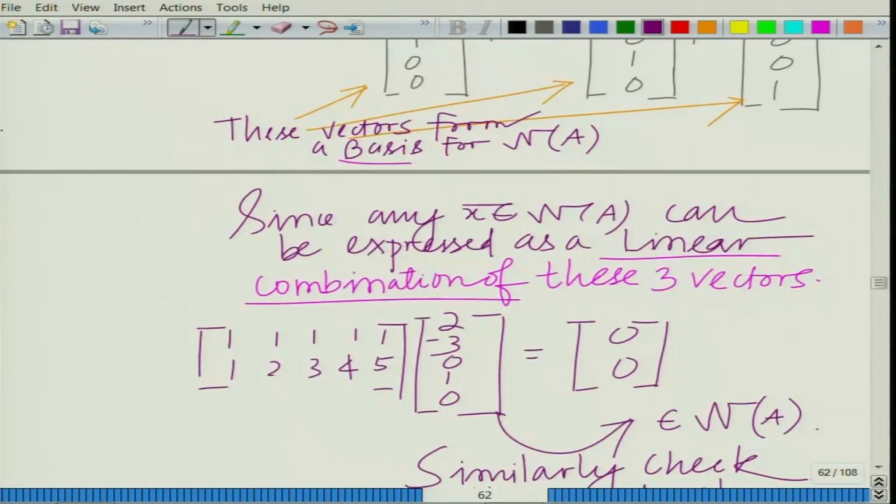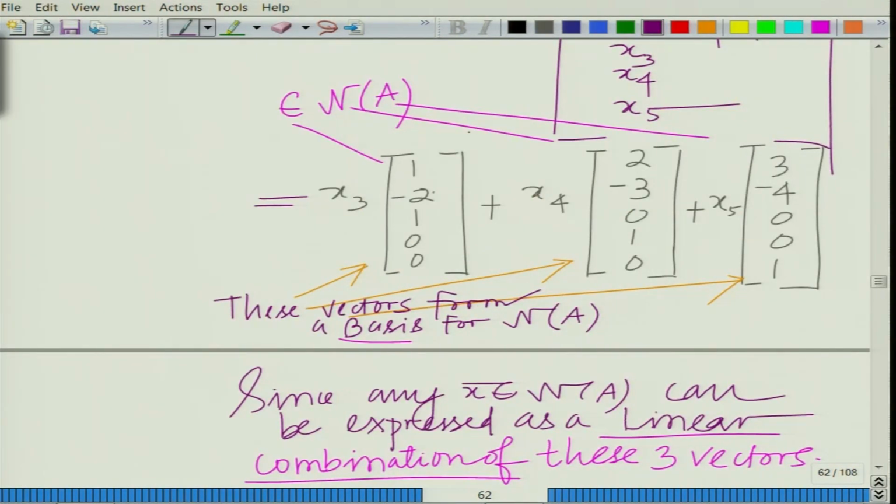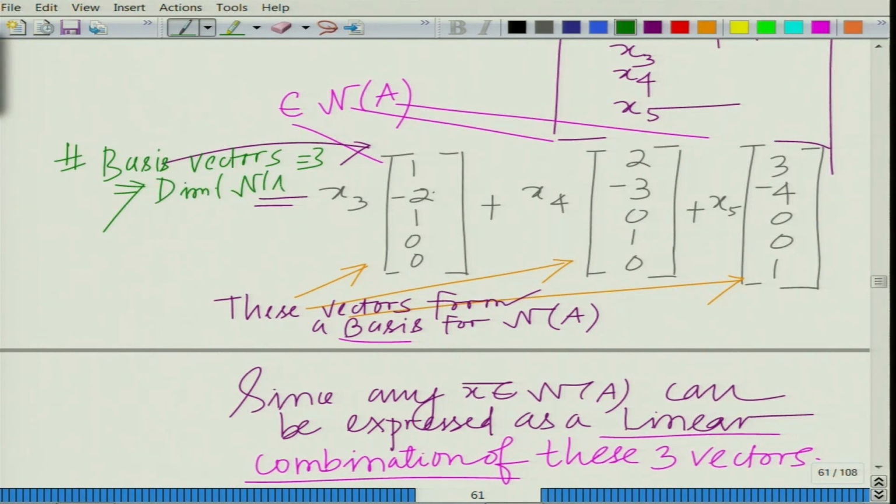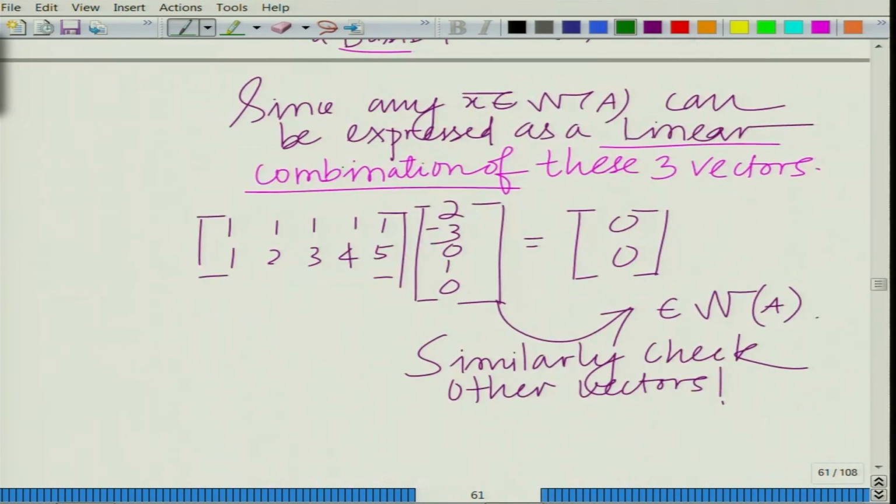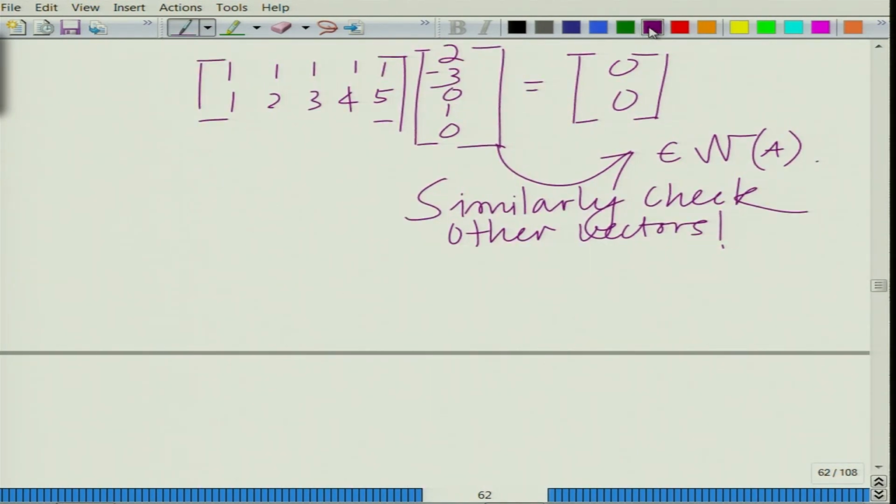Similarly, what you see very interestingly is that the dimension is the number of basis vectors. From here, the number of basis vectors equals 3, which implies the dimension of N of A equals 3. This dimension of N of A is also termed the nullity.